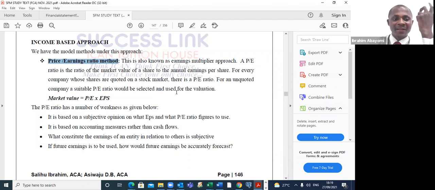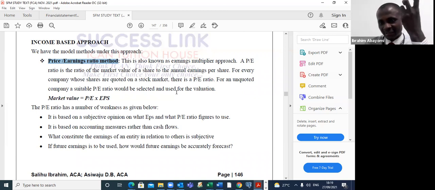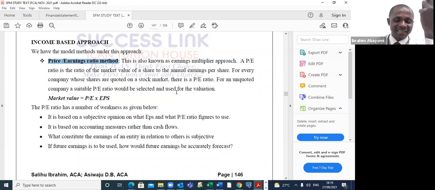How do we compute our price-earnings ratio? Price-earnings ratio is market price per share over earnings per share. That is the formula for price-earnings ratio. From the name, price to earnings ratio, I'm looking at the ratio of my market price of shares to the EPS.